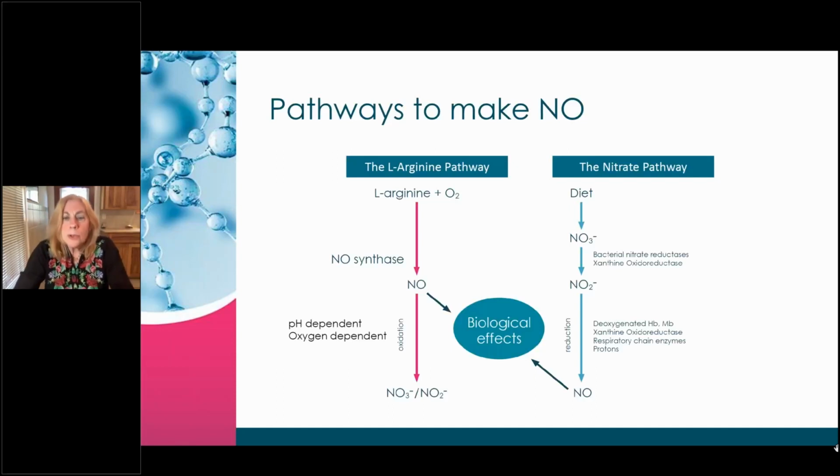But most of the nitrite gets absorbed and acts like a nitric oxide donor, and different tissues can reduce that nitrite further to nitric oxide on an as-needed basis. Like in the muscle, the myoglobin can reduce nitrite to nitric oxide. In the mitochondria, they can also reduce that nitrite to nitric oxide on an as-needed basis.